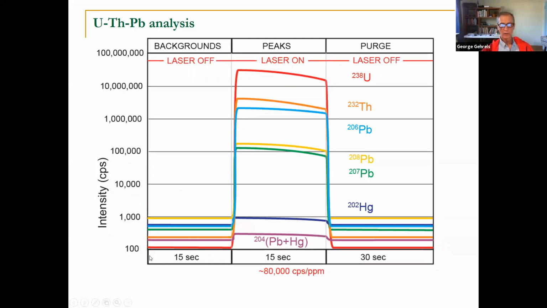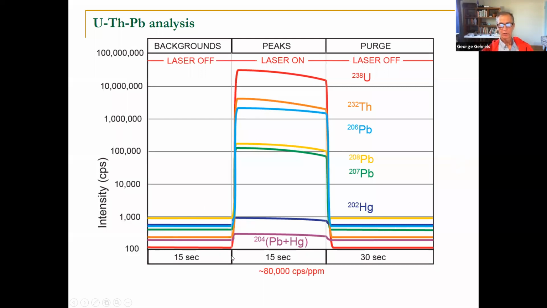The laser is off. For about 15 seconds, you're counting on backgrounds. And you can see you actually have a fair amount of background material. All of these, lead, mercury, uranium, thorium, there's a little bit of that material present in the backgrounds for every measurement. And you have to subtract that material from your peaks to be able to get the true measured value. So this is one of the challenging aspects of laser ablation ICP-MS, to try to get these backgrounds down as low as possible.